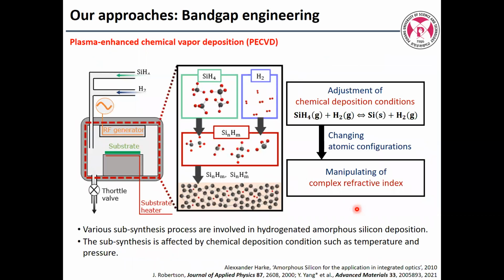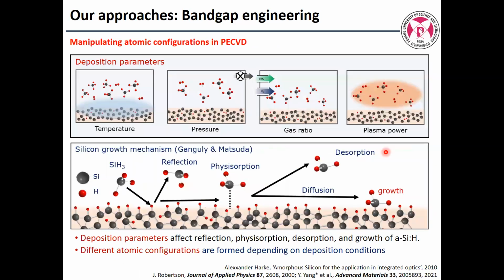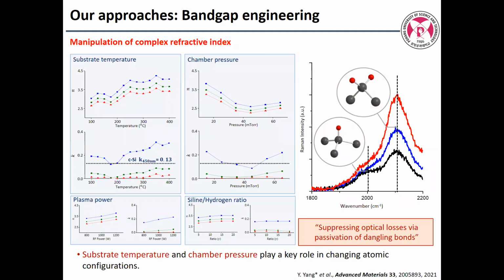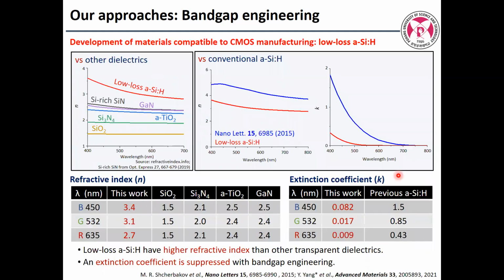We tried a very simple processing approach. During silicon CVD with silane and H2, we add dopants like hydrogen, oxygen, and nitrogen. That can change the refractive index by changing the bonding structure inside the amorphous silicon. We can change the temperature, pressure, gas ratio, and plasma power. And okay, this is some final value.